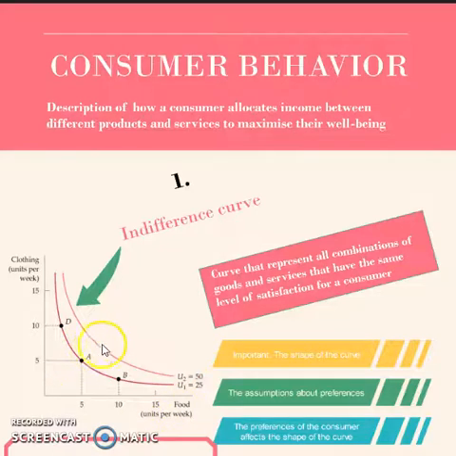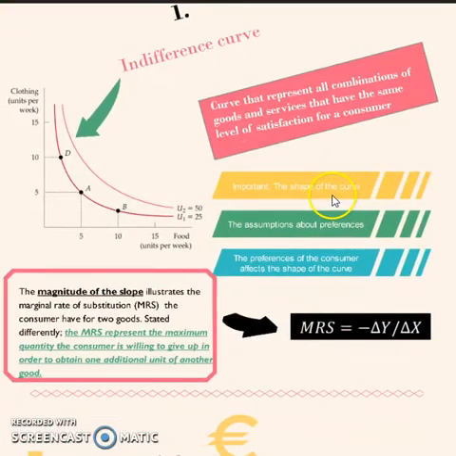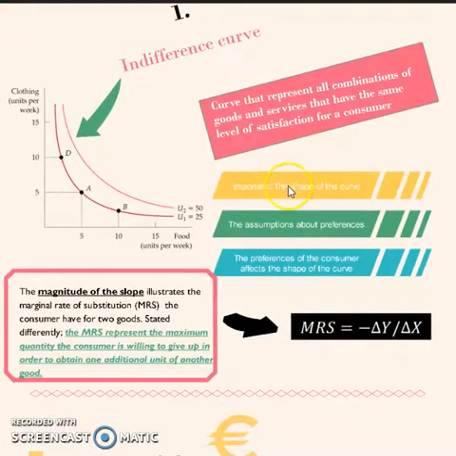But a higher indifference curve relates to a higher utility for the individual, and that includes using more of both goods. So the curve represents all combinations of goods and services that provide the consumer with the same level of satisfaction. It's important in this case to consider the shape of the curve. Why does it look like this?